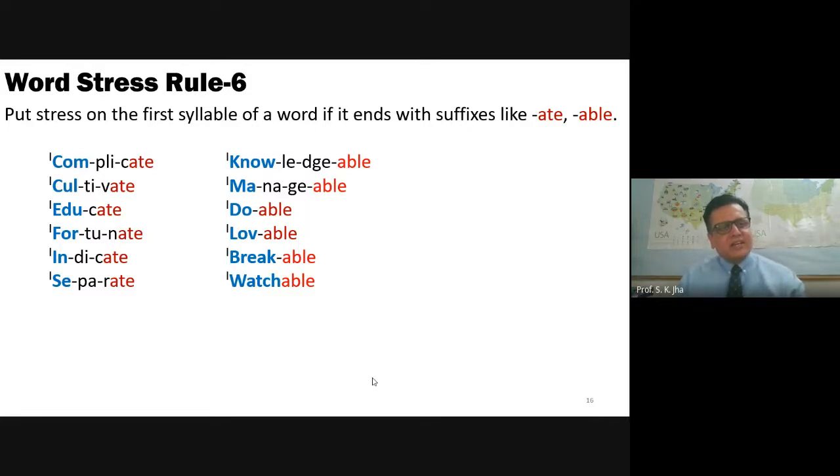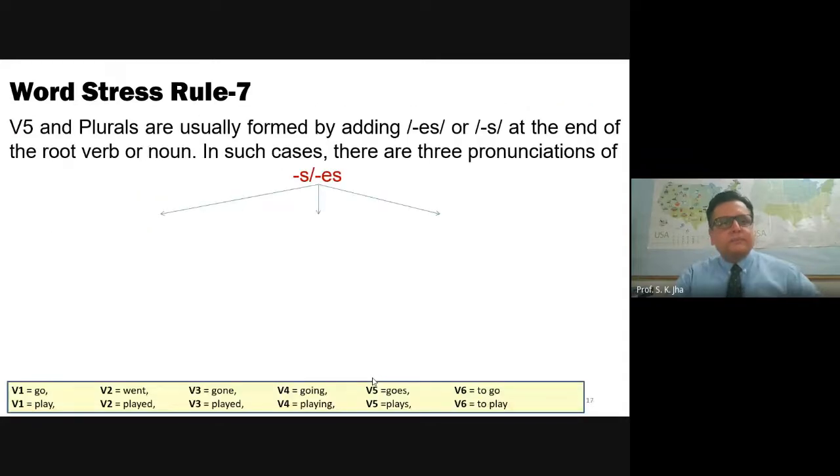complicate, cultivate, educate, fortunate, indicate, separate, knowledgeable, manageable, doable, livable, breakable, watchable. So you can go for this drill when you're free. With this, I'll move to the next rule.